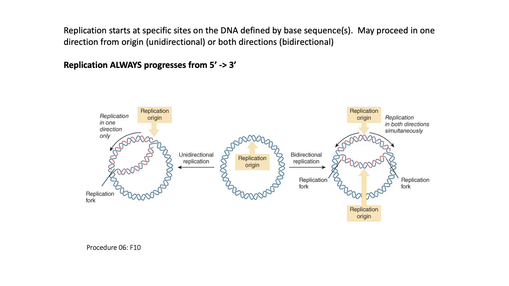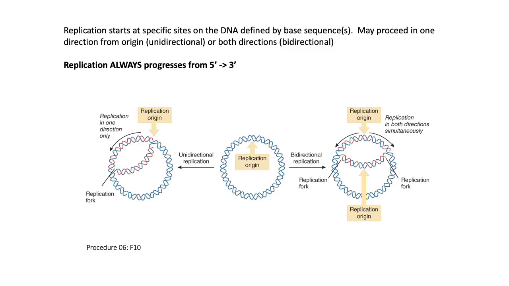Now, they can replicate only in one direction, or they can replicate in both directions. The catch is, replication always goes from the 5' to the 3', which means if they're going in one direction, they start from that origin, and they go off towards the 3' on one strand. And that's it. We will get into how the other strand replicates next time. If you remember this from previous bio courses, that's your Okazaki fragments.